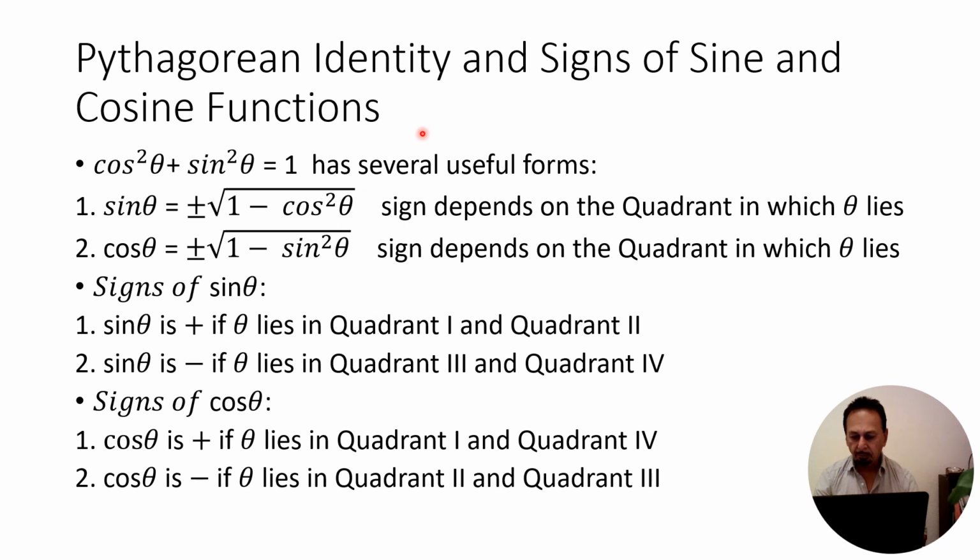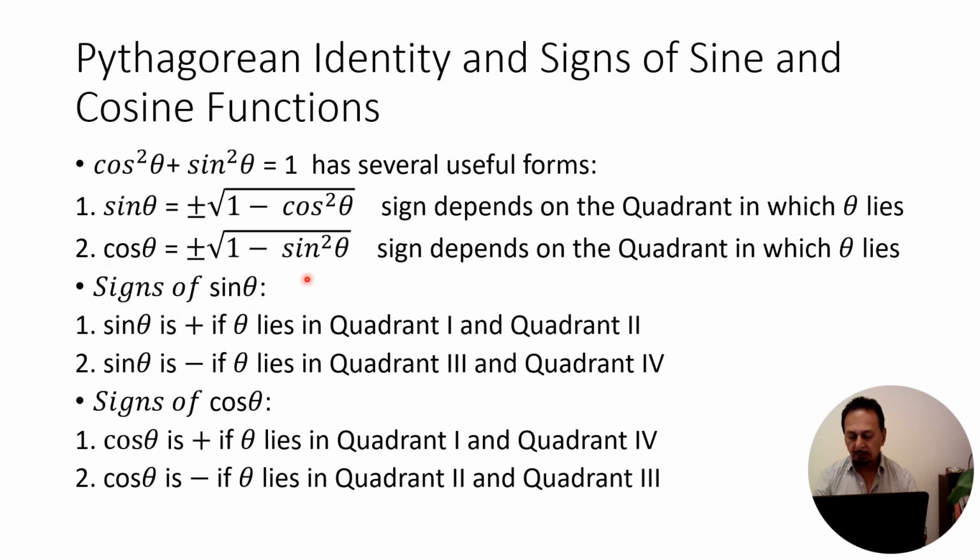This is a review of the Pythagorean identity and signs of the sine and cosine functions. Cosine squared theta plus sine squared theta equals 1 has several useful forms. Number 1, sine theta is equal to plus or minus the square root of 1 minus cosine squared theta. Now this plus or minus sign depends on the quadrant in which theta lies. If theta lies in quadrant 1 or 2, then sine theta is positive. If theta lies in quadrant 3 or 4, then sine theta is negative.